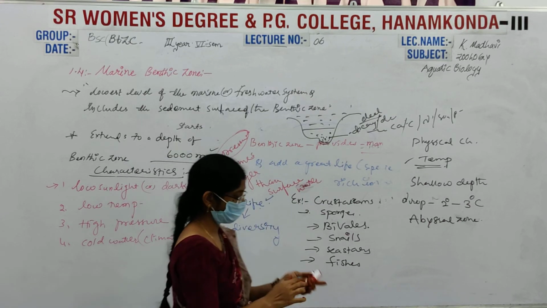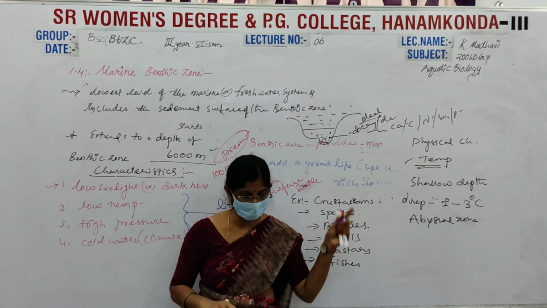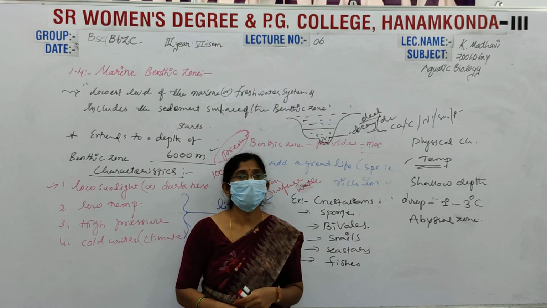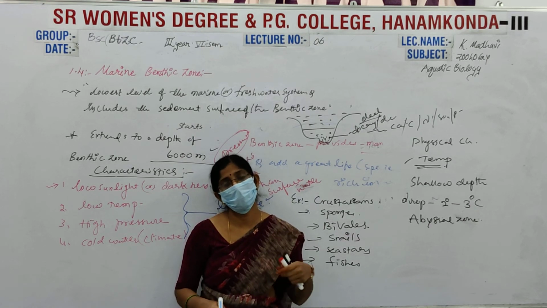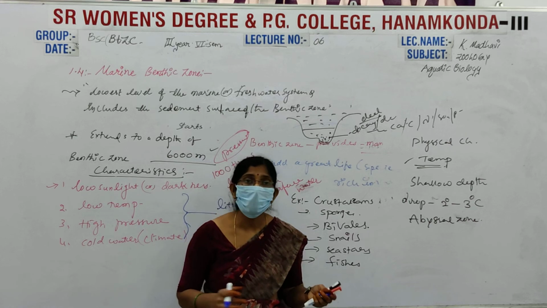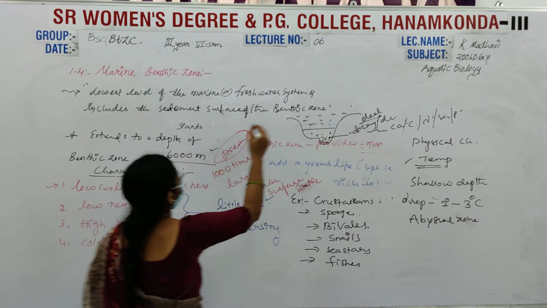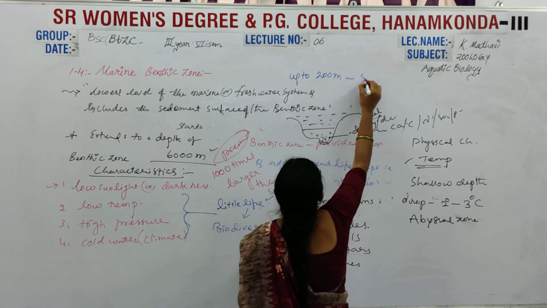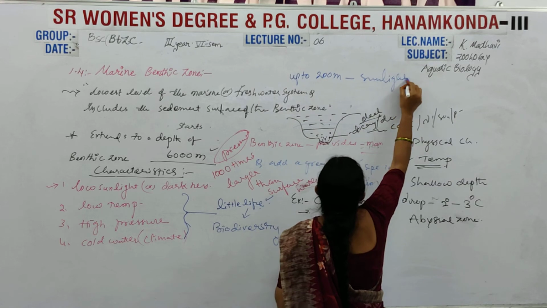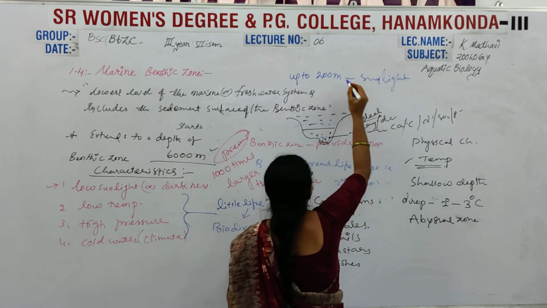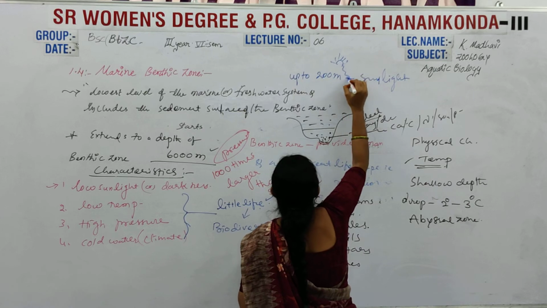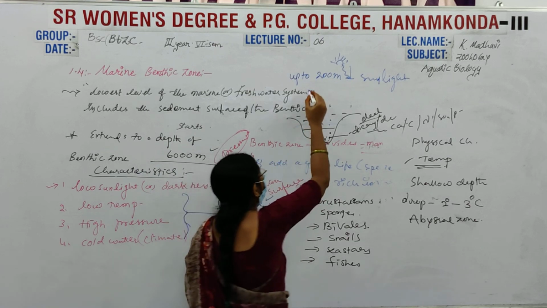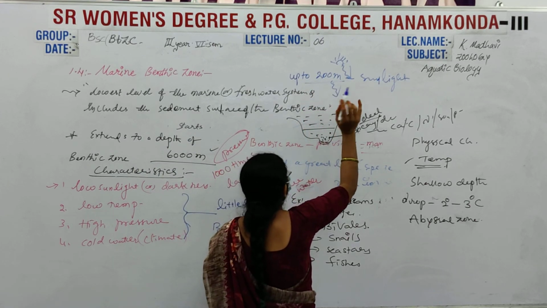And the next characteristic is light. Up to 200 meters, the sunlight penetrates. After 200 meters of depth in the ocean, marine water or lake, there is no light. The sun can produce light only up to 200 meters. When we go beyond this, we do not have light.